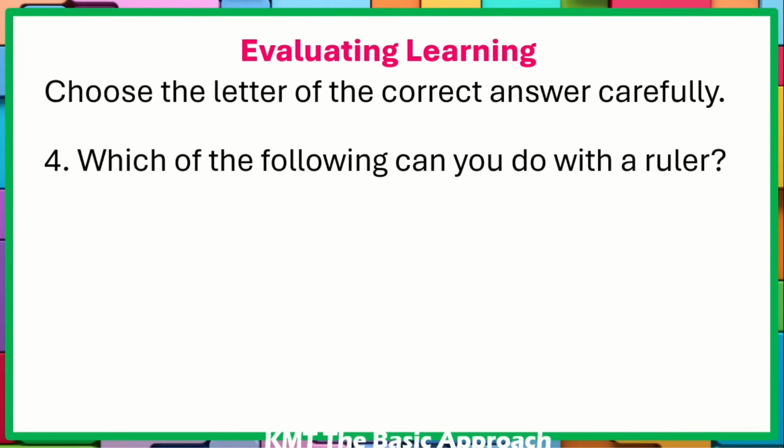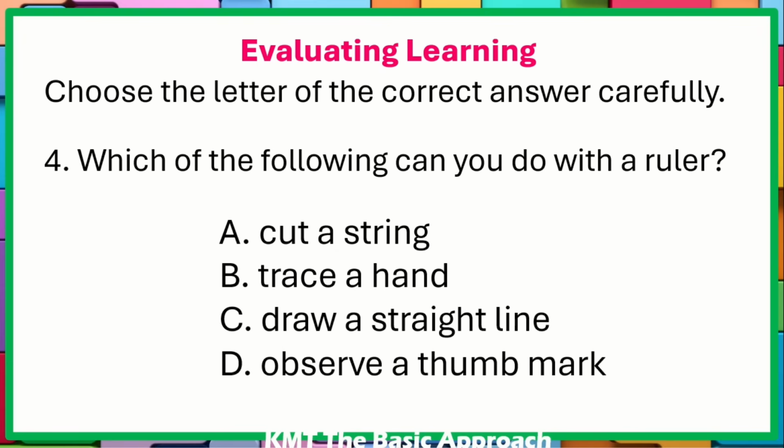Number 4. Which of the following can you do with a ruler? A. Cut a string. B. Trace a hand. C. Draw a straight line. D. Observe a thumb mark. What is the correct answer? Correct! Letter C. Draw a straight line.